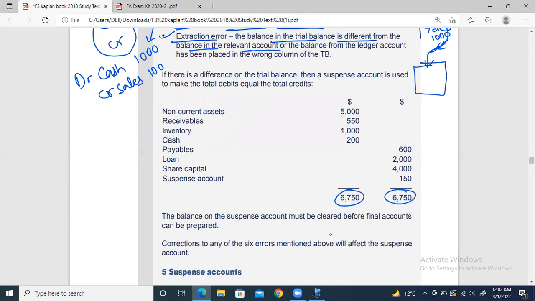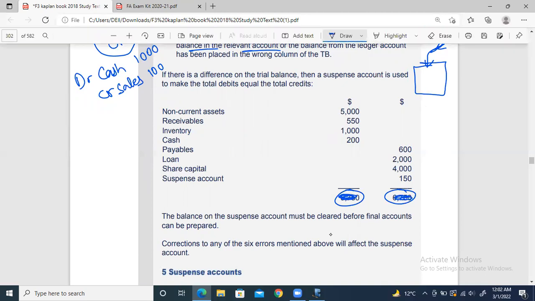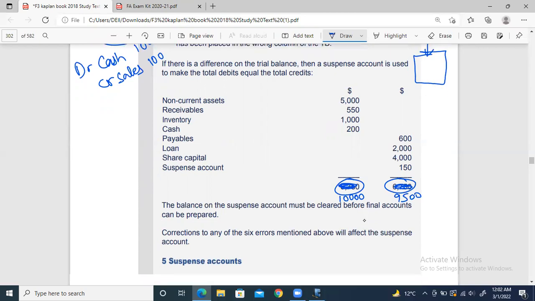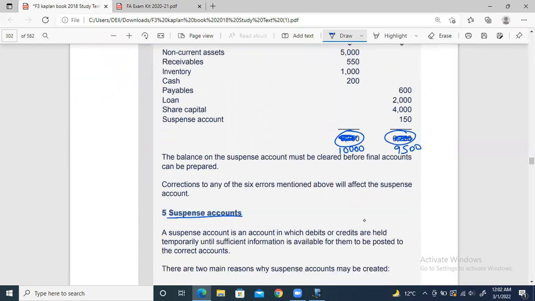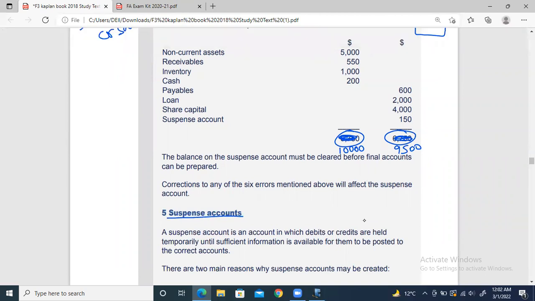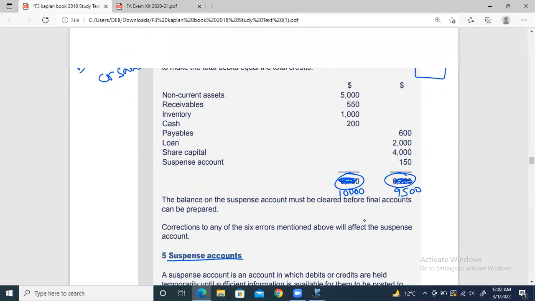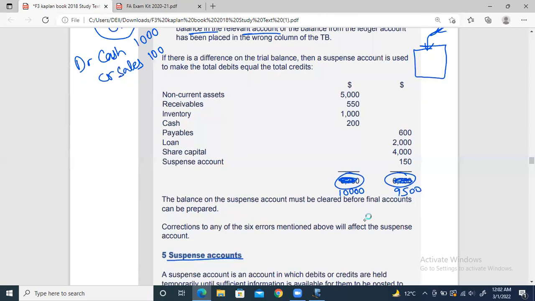But let's say, just ignore these balances, let's say it was 10,000 over here and 9,500 over here. Let's say this was the entry. Then what will happen? Then there will be one term which we are going to study in just a minute, that is called suspense accounts. This is basically the subsequent step. What happens next? You can see there is clearly a $500 difference, on which side? On the credit side, right?